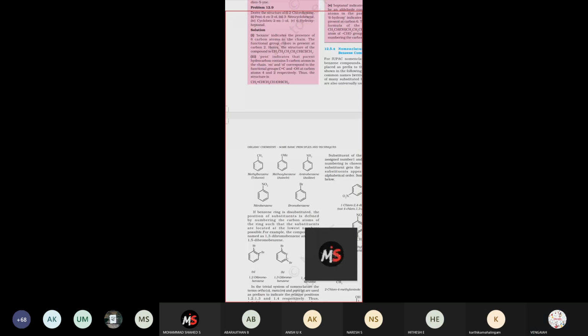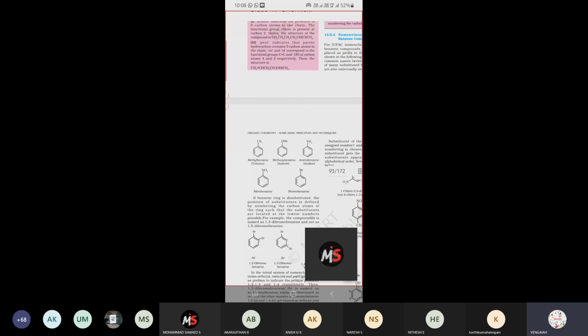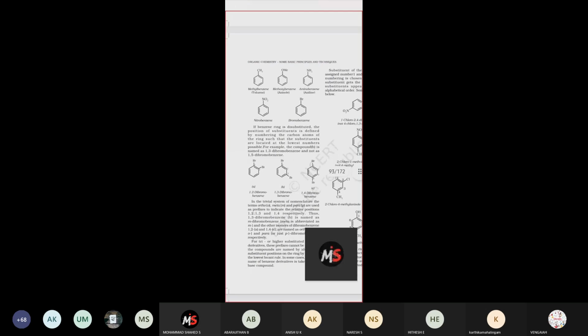If the benzene ring is substituted, sometimes the same benzene ring has two branches, and those cases follow ortho, meta, para positions. 1 and 2 position is ortho, 1 and 3 position is meta, 1 and 4 position is para. Okay? So you can follow this position order also.